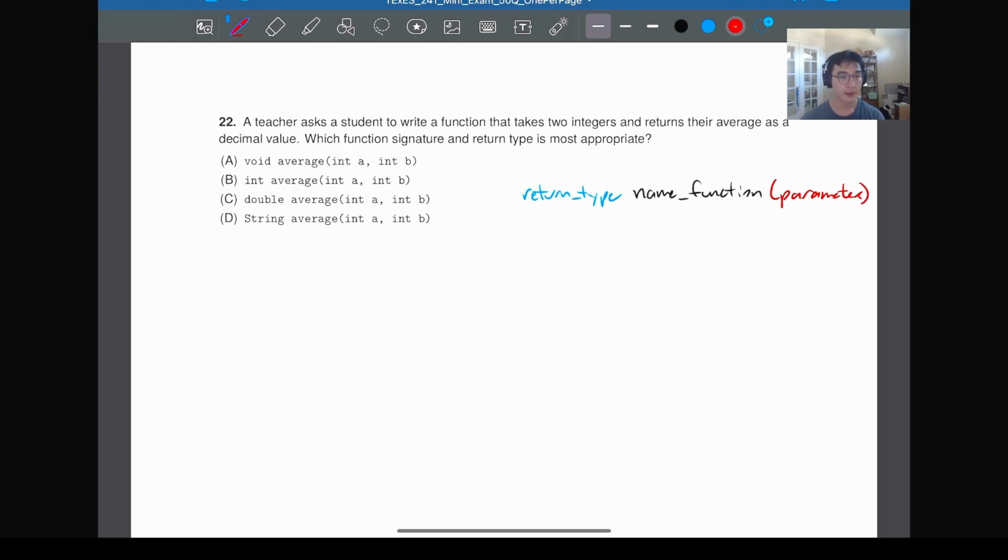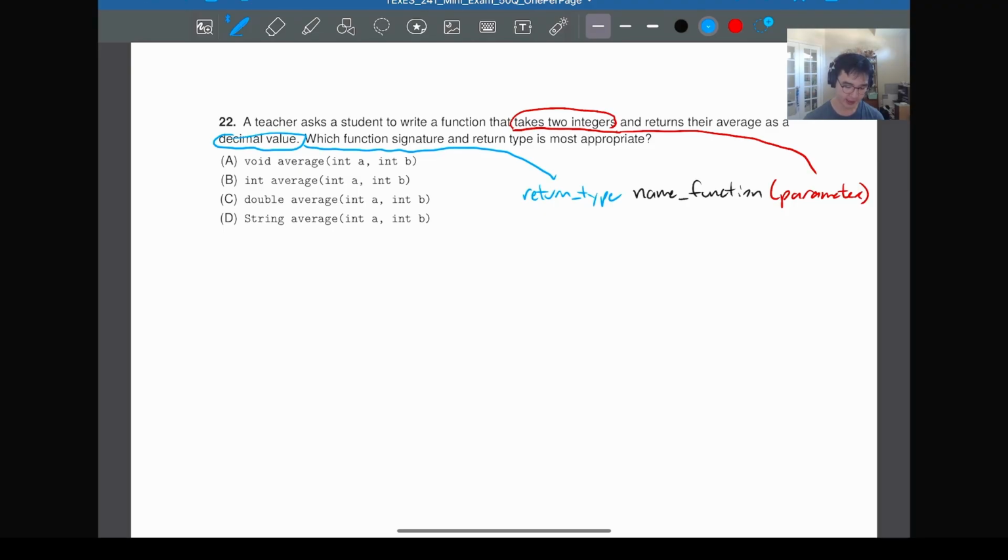So looking at this, we want a function that takes in two integers. Let me go ahead and underline that in red. These are going to be our parameters. And it's going to return the average as a decimal value, so that's going to be the return type. So we should see decimal, the name of a function, and then in parentheses, int for the two integers. So which of A, B, C, D matches that?